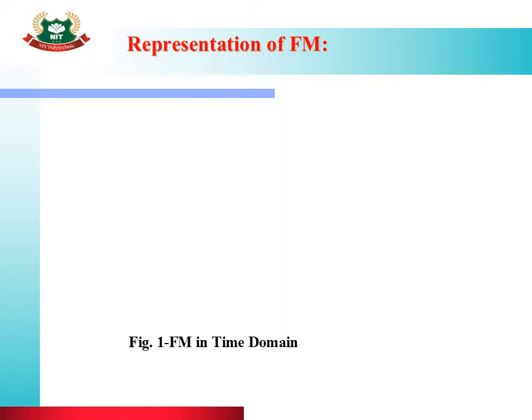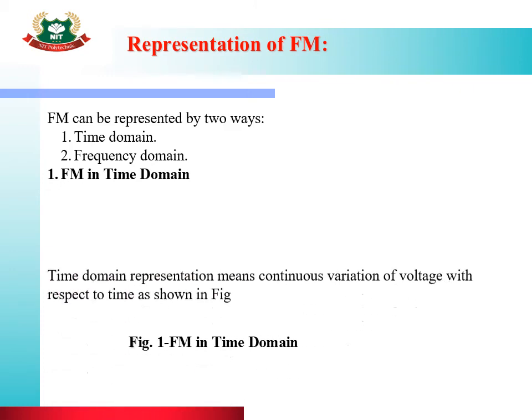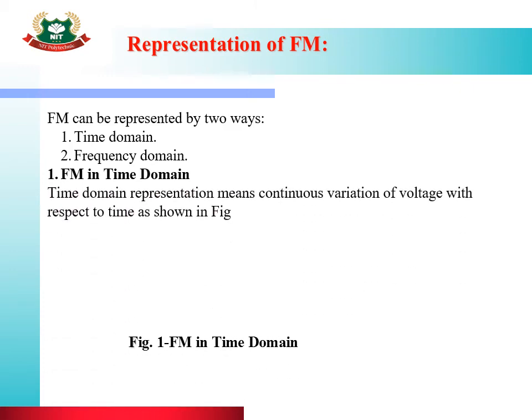Then how is FM represented? FM can be represented in 2 ways. One is the time domain and the second one is the frequency domain. So how is FM represented in the time domain? The diagram is like this. Time domain representation means continuous variation of voltage with respect to time.